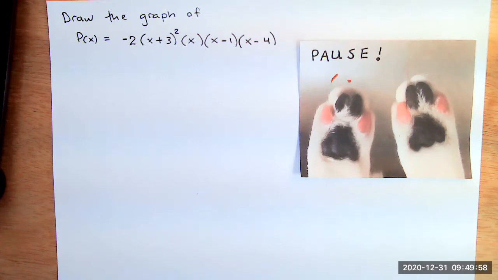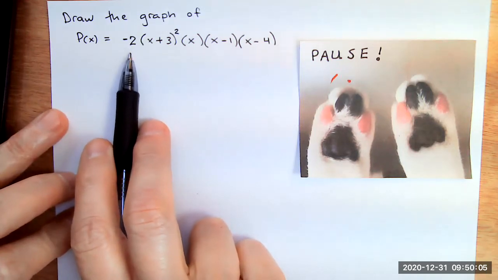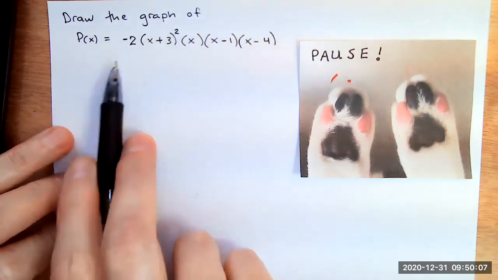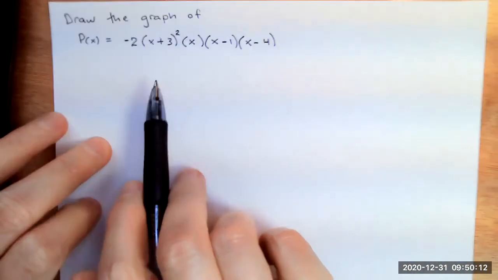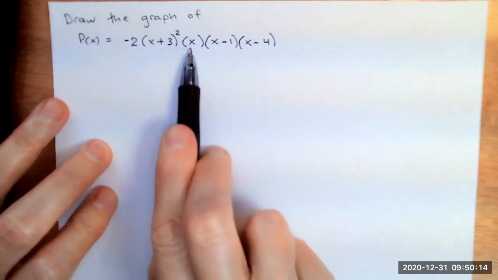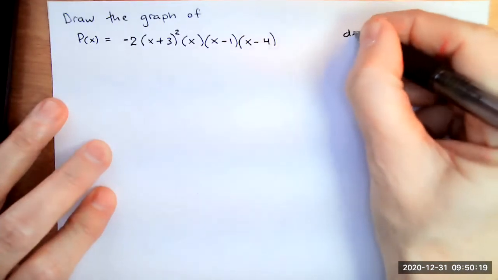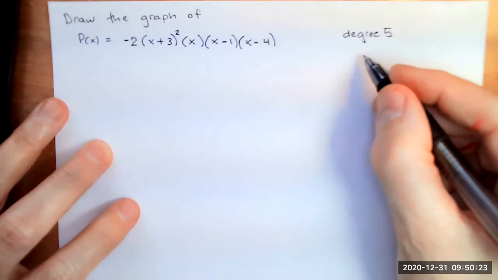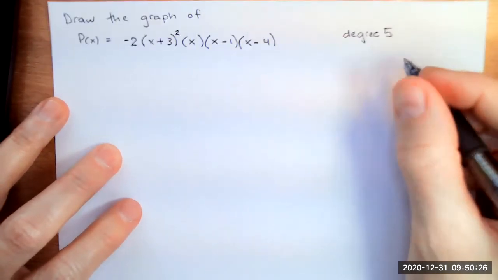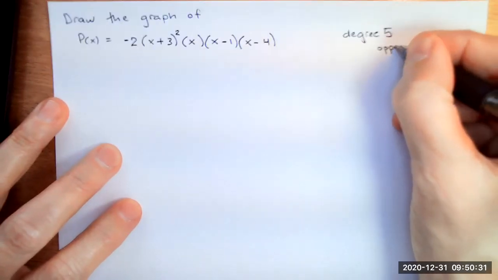All right, I think you're ready to try this one on your own. And be sure you pay attention to this leading coefficient of -2. That'll affect your graph. All right, first of all, let's look at the degree of this polynomial. So it's 1, 2, 3, 4, 5. So do the ends go in the same direction or opposite directions? You said opposite, that would be correct.